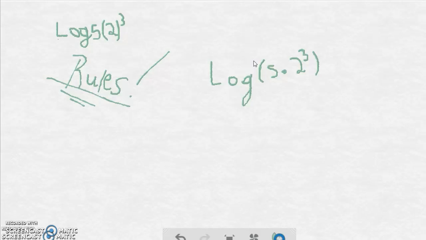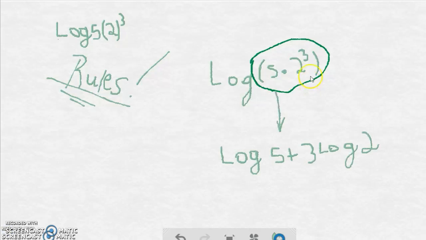Okay. So we are going to see 2 rules in this problem. We see not only multiplication, but also an exponent. So this is what's happening right here, just to put it in a different form so it's easier to see. And we know that when it's multiplied, the 2 logarithms are added, and the exponents go in front of the log.